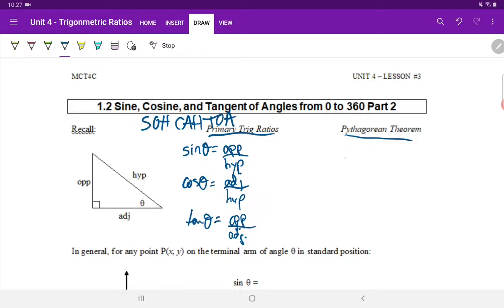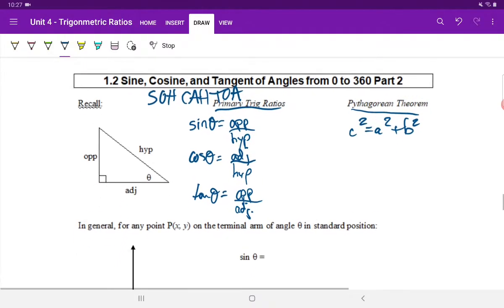Pythagorean theorem, of course, is c squared equals a squared plus b squared. We are going to need that formula as well for this lesson to finish things off. So keep that in the back of your mind as we go through some of these questions.